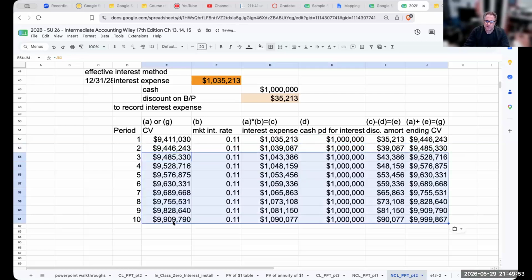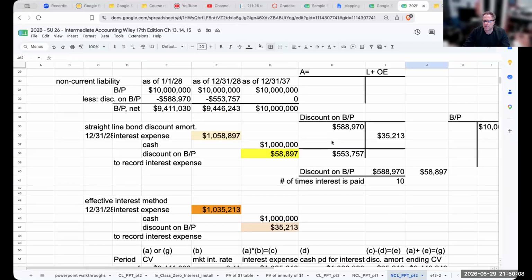So if we take this to year 10, I'm getting pretty close to that $10 million. I'm off slightly. It's okay. I'm off by like 133 bucks. If you're taking my class, I'm absolutely okay with you being off by that amount. So this is how we go through.